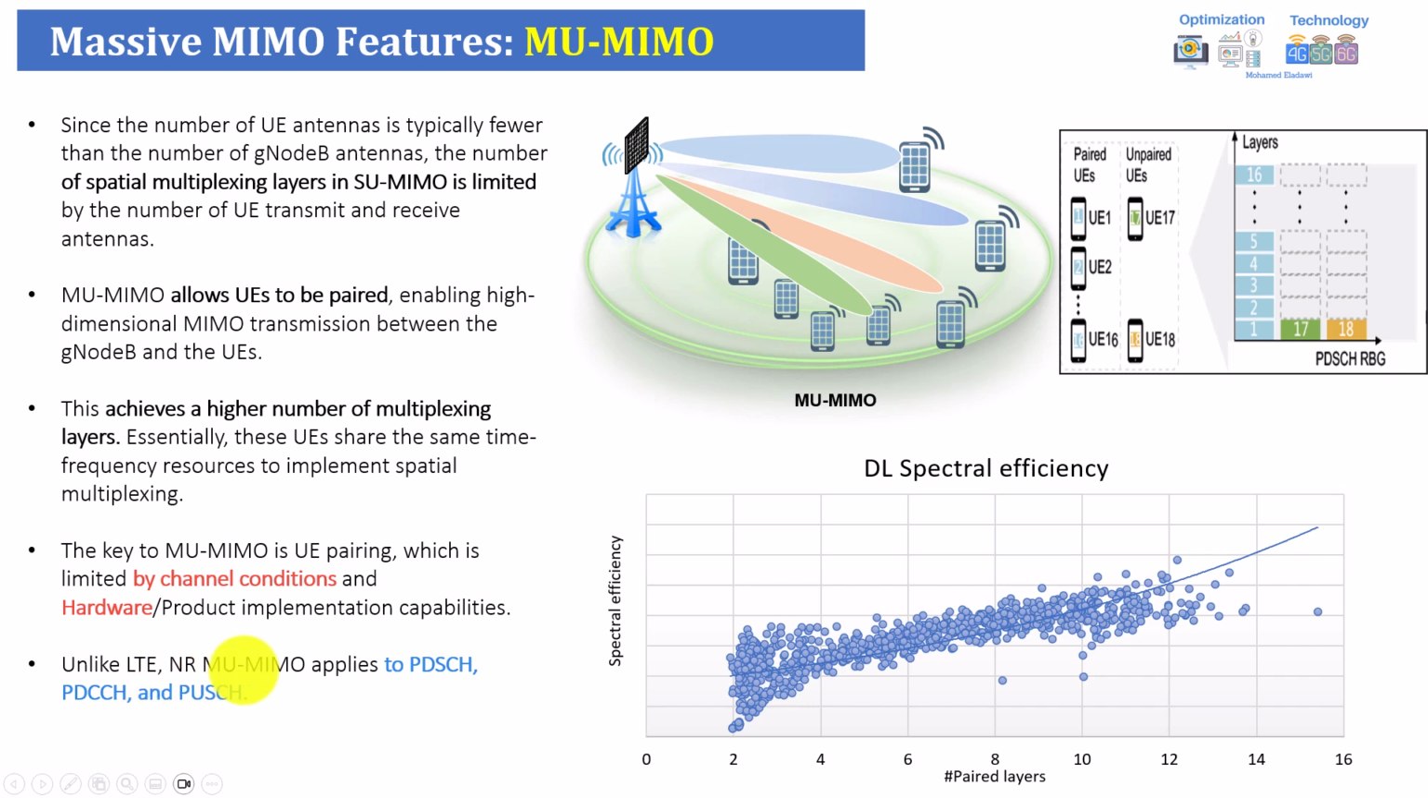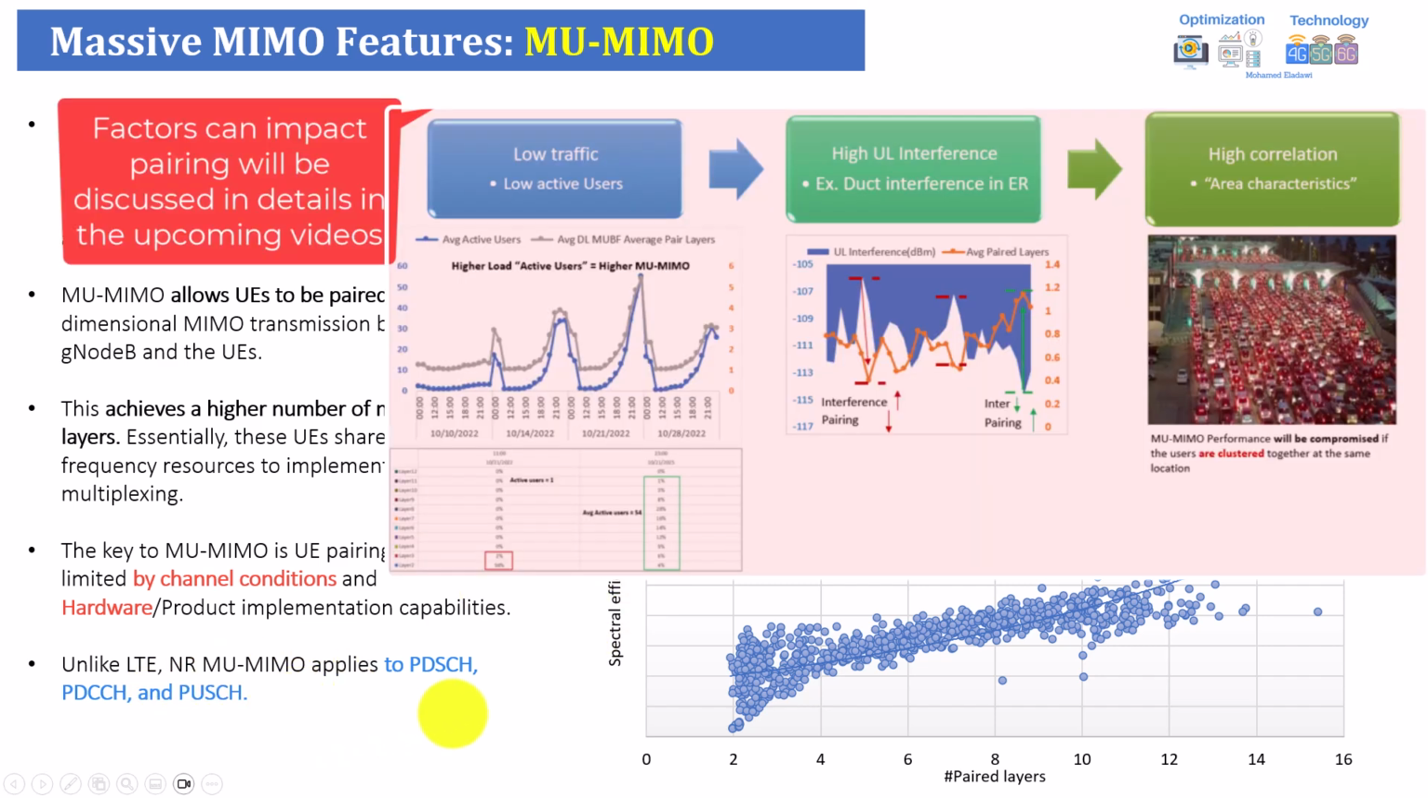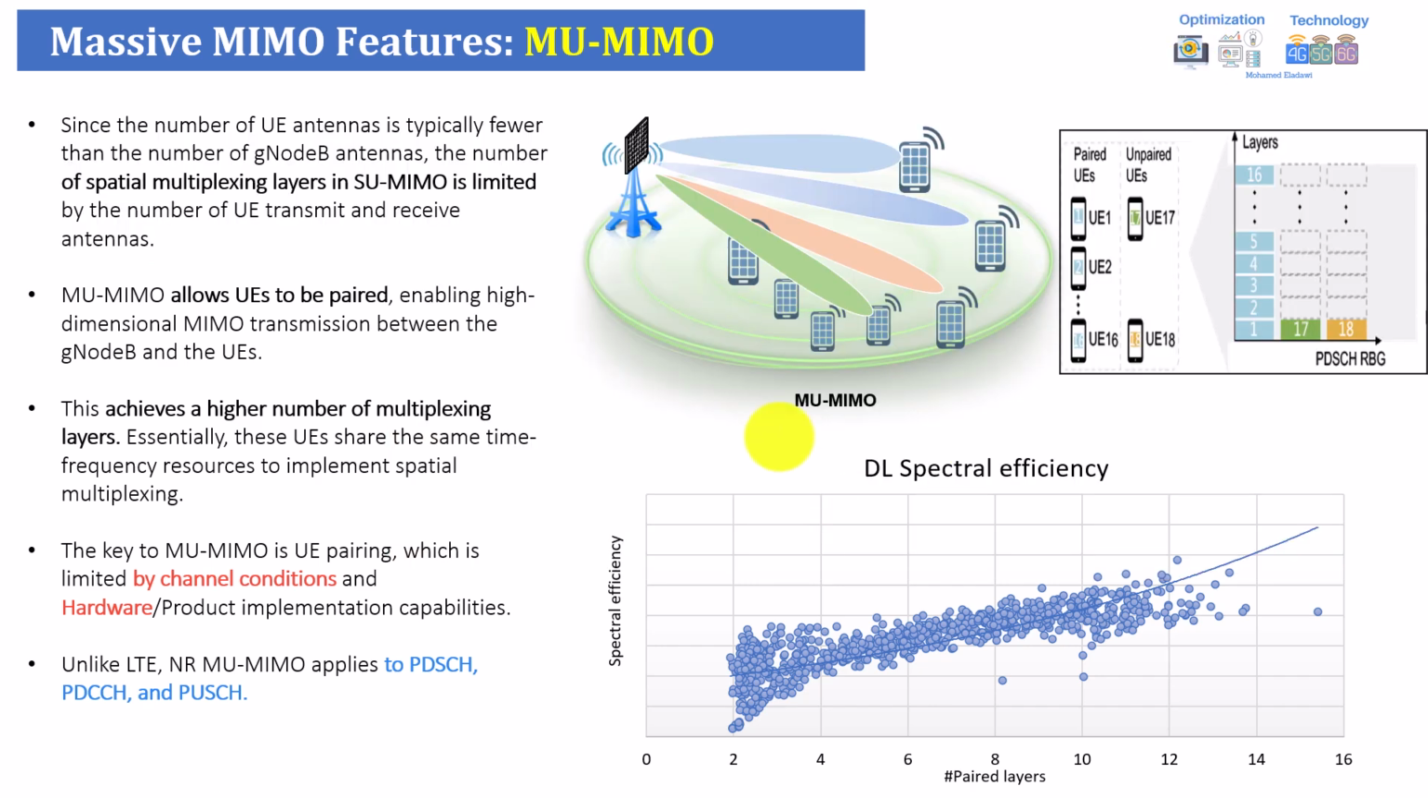And also, unlike 4G, 5G now supports multi-user MIMO on all these kinds of channels, which is the shared channel and PDCCH, while 4G was only supporting it on the data channel. Now we also have PDCCH being used currently in 4G and so on. And this was a very high level introduction about multi-user MIMO.